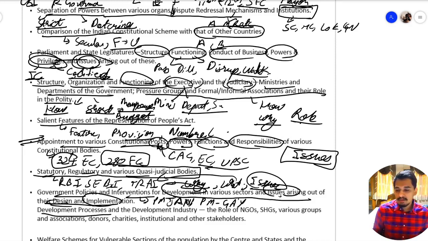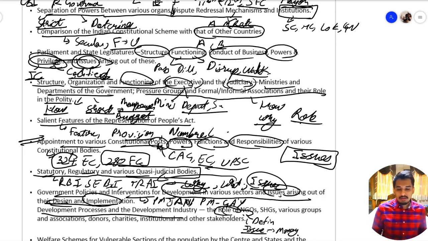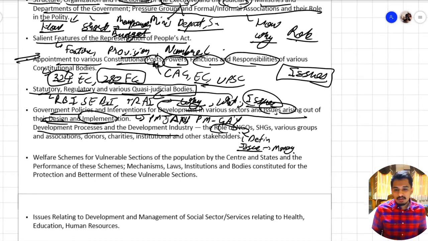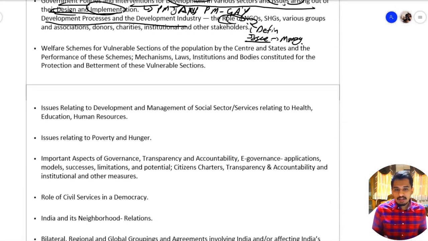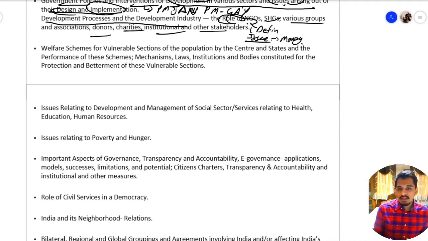Then we have development process and development industry, role of NGOs. In this, we should know the definition of NGO, the role of NGO, and what are the issues with NGO. One of the issues is that they have been used for money laundering. So like this, these are some of the issues. Similarly, for various other groups, be it SHG, donors, charities, and institutional and other stakeholders, you should know the definition and issues with respect to them and what are their functions.